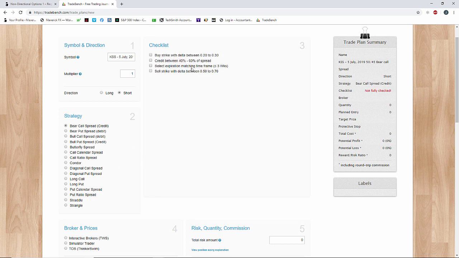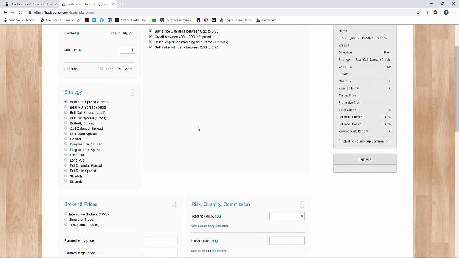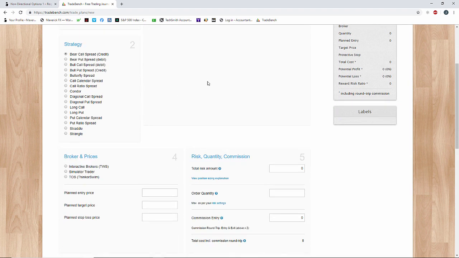Up pops our checklist. Yes, we definitely did between the 20 and 30. Our credit between 45 and 60 is now slightly for us. We're making maybe 52%, risking 48, so that checks. Select expiration less than 3 weeks, definitely. We're just over 2. And then the deltas between 50 and 70, we nailed that. That's the strike delta. Yeah, we did both of those. Sorry, that confused me because they weren't in order this time. Okay, so the checklist works.